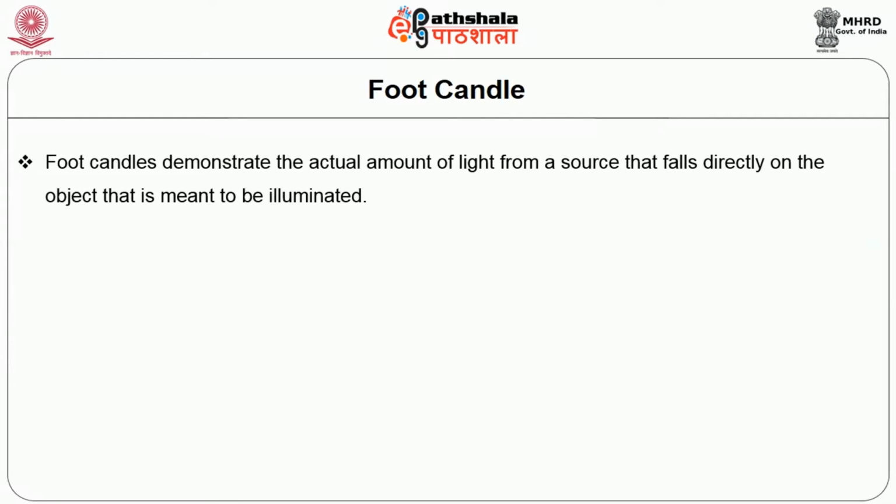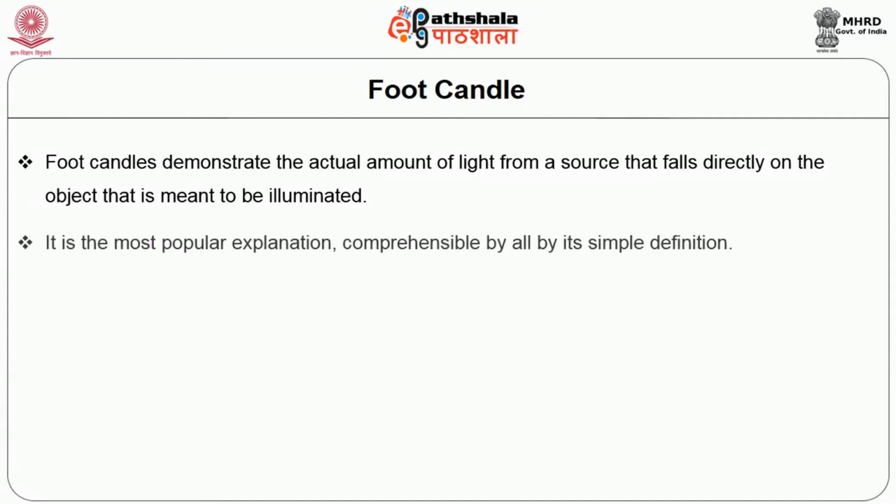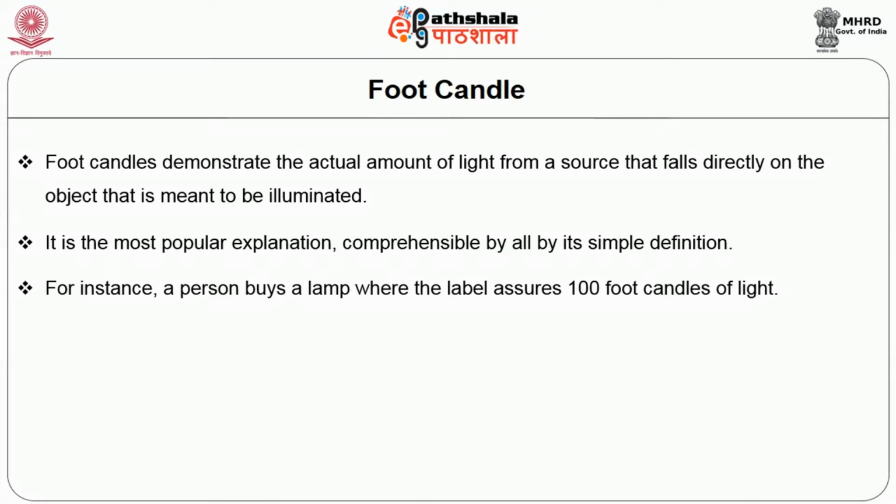Advanced reading on the unit projects foot candles to demonstrate the actual amount of light from a source that falls directly on the object that is meant to be illuminated. It is the most popular explanation, comprehensible by all by its simple definition. For instance, a person buys a lamp where the label assures 100 foot candles of light.